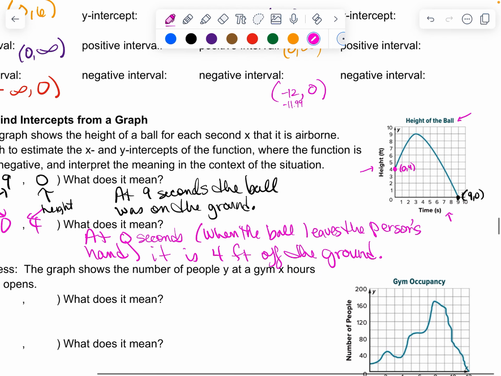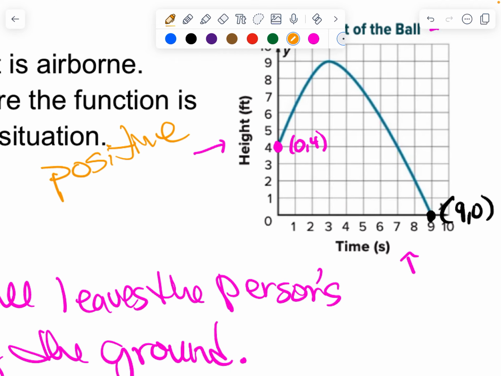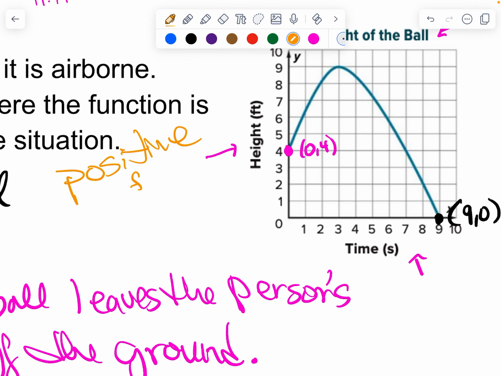Now, it's asking, what are the positive and negative intervals? Well, look over here, guys. Do we ever go below the x-axis? We don't. So we only have a positive function.